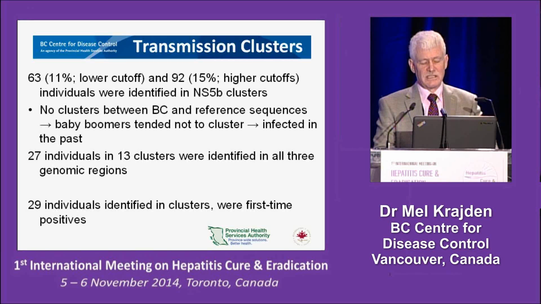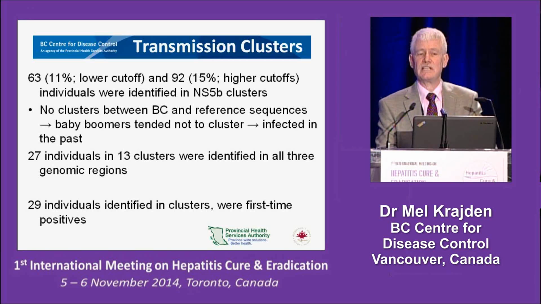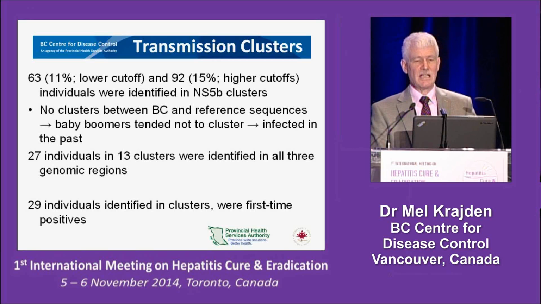And we also had 27 individuals and 13 clusters that were identified in all 3 of the genomic regions, so we still need work to figure out which is the optimum genomic region to work with. But more importantly, we found 29 individuals who were identified in clusters in first-time positives. So this is an opportunity to actually identify at the time of diagnosis that they were actually linked to an incident infection. And you can time those infections as well.